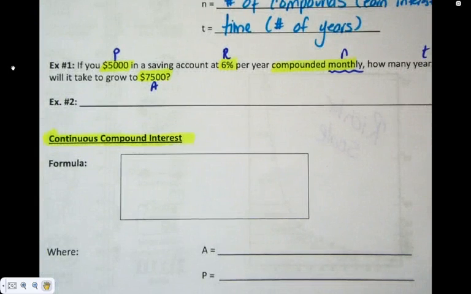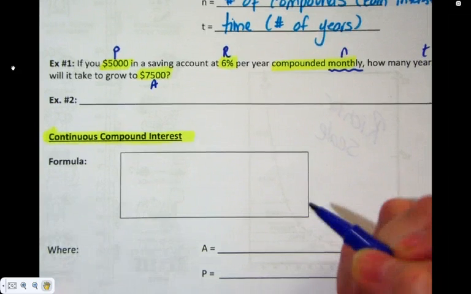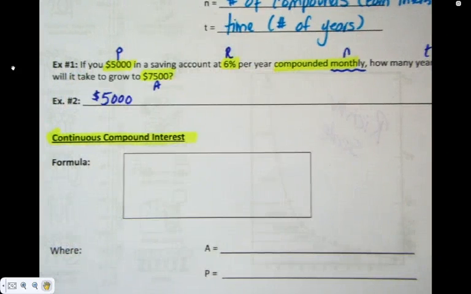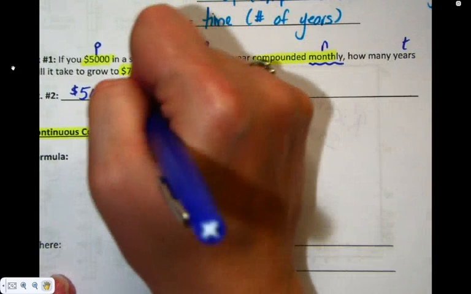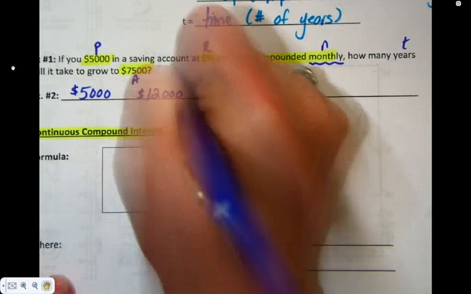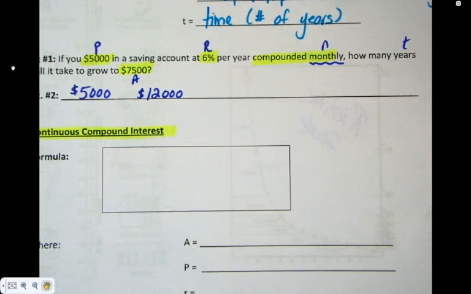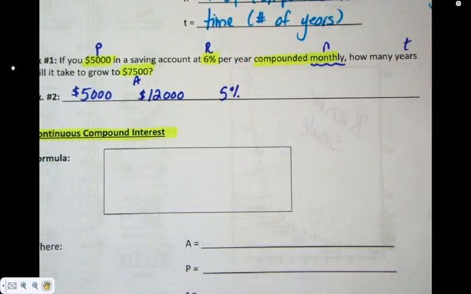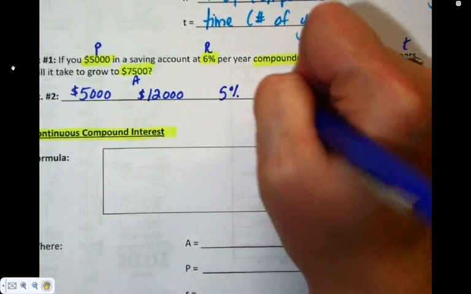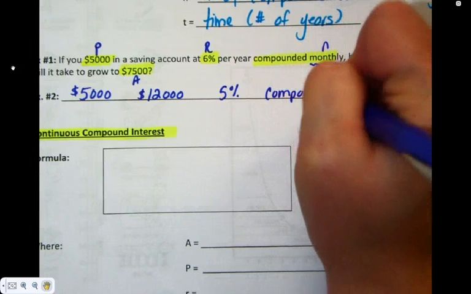Example number 2, you'll notice a blank. Welcome to the Bank of Thompson. How much money would you like to invest? I heard 5,000. How much money would you like at the end of your investment? Lots. Like 12,000, I like it. I'm willing to give you an interest rate of 5%, and I'm going to compound it quarterly because I don't want to do the work every single month.